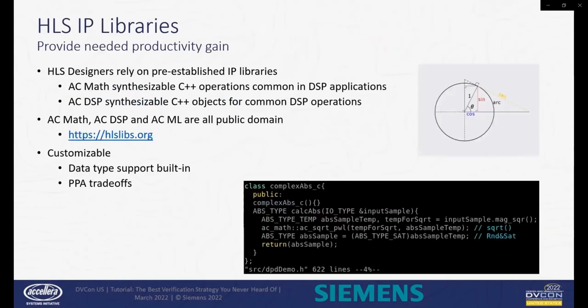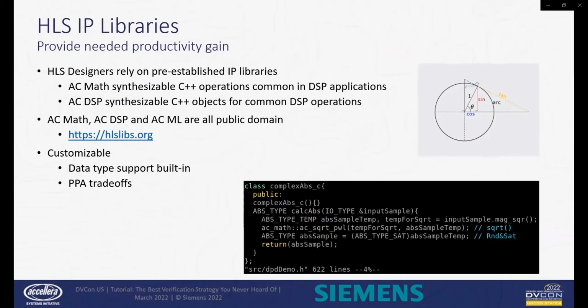And again, as with traditional RTL design, HLS designs also draw upon pre-established libraries of intellectual property, or IP. Only now the IP, like the design, are also written in an HLS-ready high-level language. Two libraries from which components are drawn in the design of our DPD are as shown, namely the AC Math and AC DSP. These two, along with an additional one containing machine learning blocks, are all in the public domain and available on hlslibs.org.